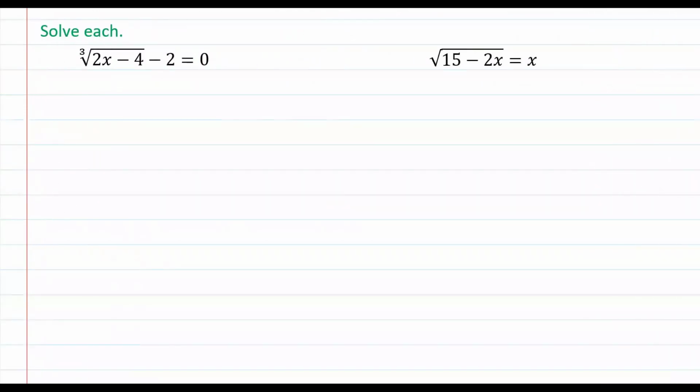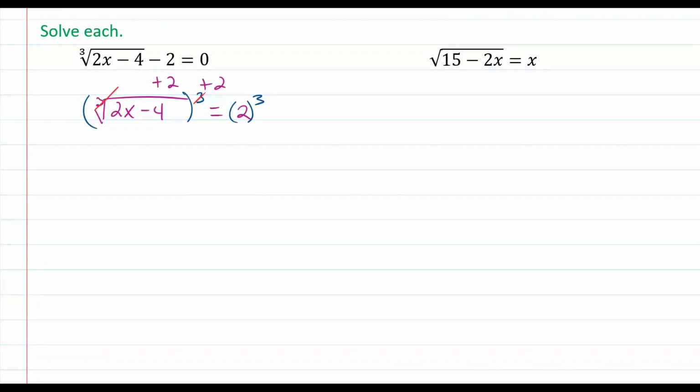Let's now solve these two radical equations, and don't forget that at the end, we need to check our solutions to verify if we have any extraneous solutions. Let's start with the first one, and we're going to add 2 to both sides. So we're moving the constant over, and we're isolating the radical. In this case, it's the third root of 2x minus 4, and it's equal to 2. Now, we want to undo the radical. In other words, we are going to cube both sides in order to undo that radical and cancel it out.